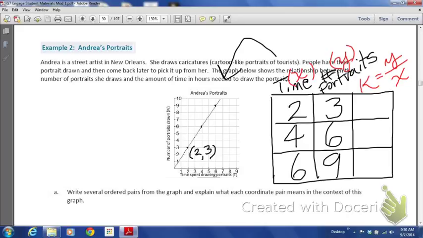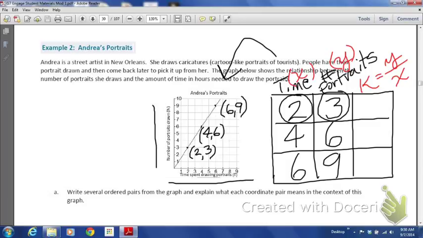My x value of 2, which is my time, is on that independent axis right here, which is the x-axis, and then my 3 is the number of portraits, which is on my axis right here, the y-axis. Okay, then the next point I had here was 4, 6. Okay, these are my coordinate pairs. And the next one was 6, 9.